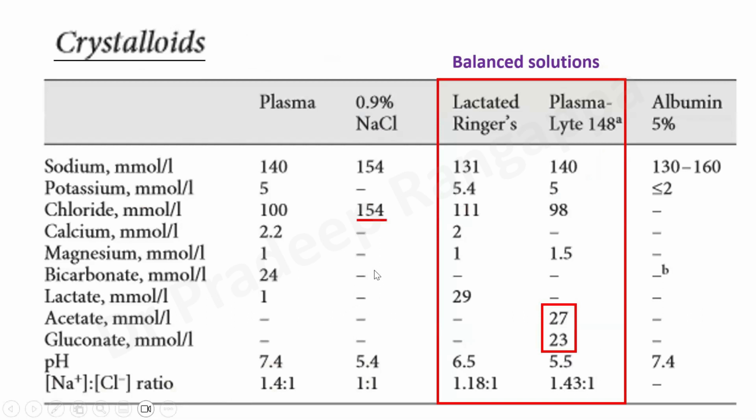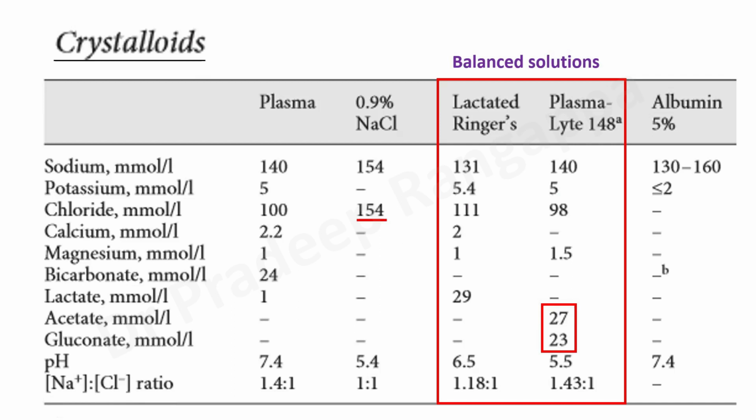If you look at the sodium content, it is higher in normal saline, 154, while balanced solutions have less sodium. But the chloride, which is touted as a harmful, deleterious effect of saline, leading to hyperchloremic acidosis, is much higher in saline. And the advantage cited for balanced solution is that it has lower chloride, 111 and 98, and Plasma-Lyte has a bit of acetate and gluconate.